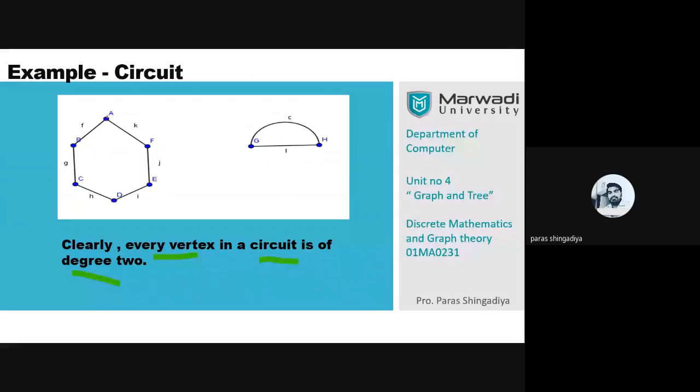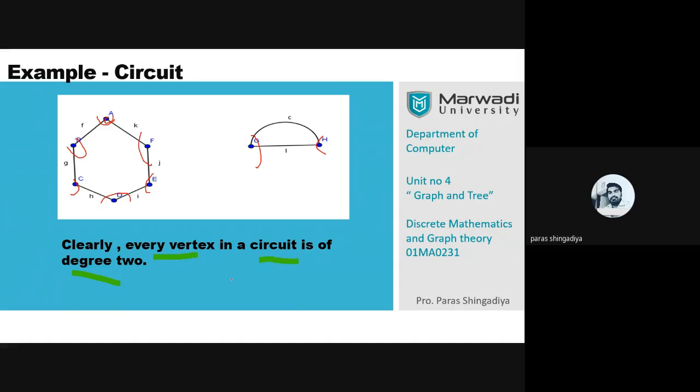What is the circuit? A, E1, B, A, F, B, then G, C, D, E, F, and reach there. That is one loop, one circuit here. As you can check, the degree of each vertex is 2. Clear? And here also the same, that is a small circuit here, G, C, H, I, G. Clear? And clearly all vertices have degree 2.